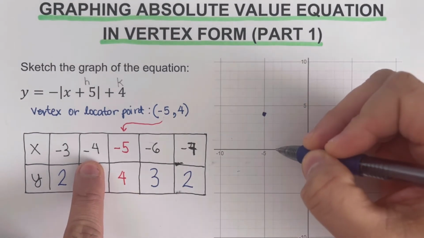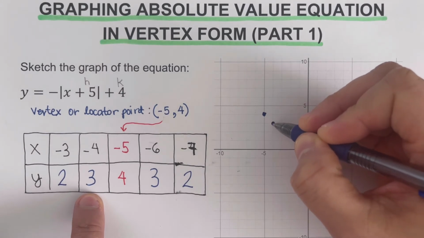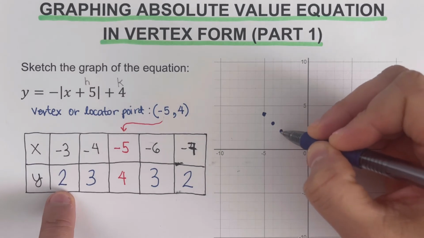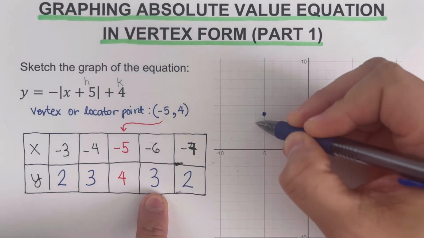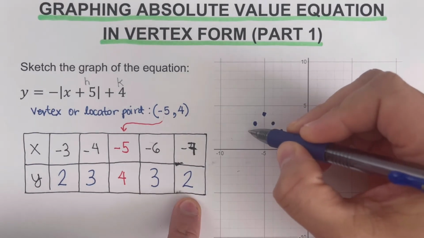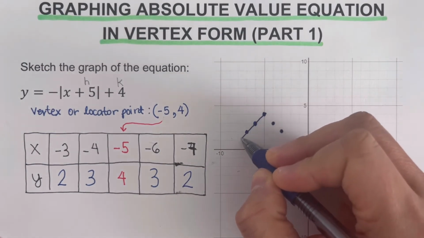And the negative 4 goes with 3. So 1, 2, 3. And then we have a negative 3 goes with 2, 1, 2. So this is the next dot. And then we have negative 6 goes with 3. So this is where it's going to sit. And negative 7 goes with positive 2. And this is the graph of this equation.